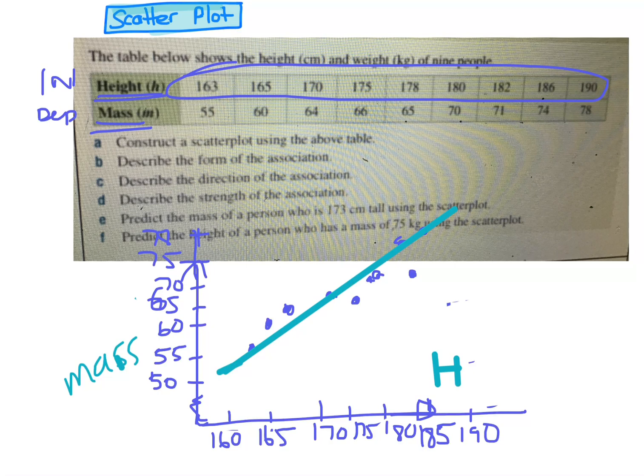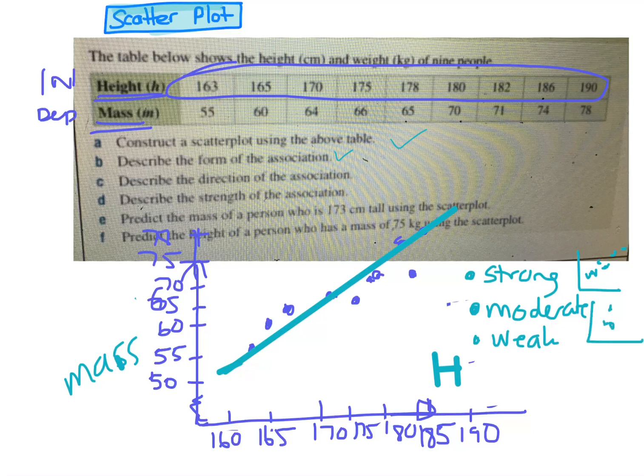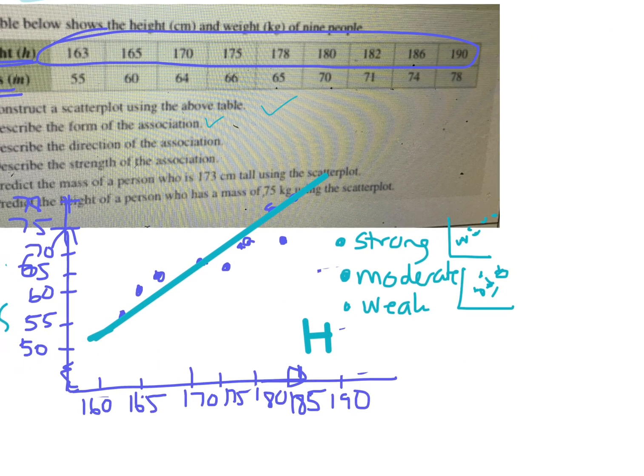Okay, so if you go through and answer some of these questions: construct a scatter plot, we did that. Describe the form of the association. When you're given that description, you want to know, is it a strong, a moderate, or quite a weak association? Strong means it nearly goes to a straight line. Moderate, it's still going up. It could also be going down as well.